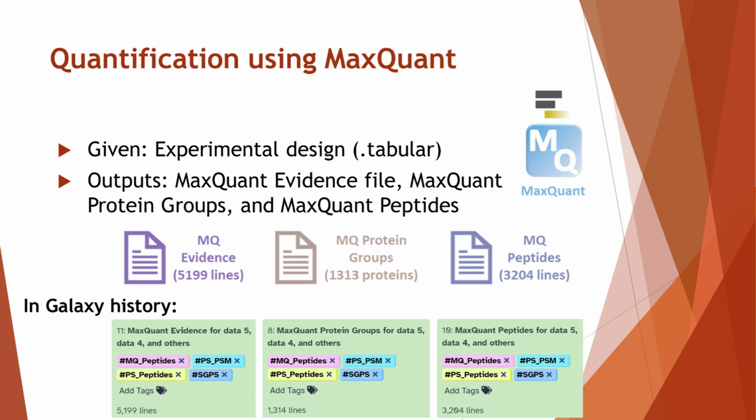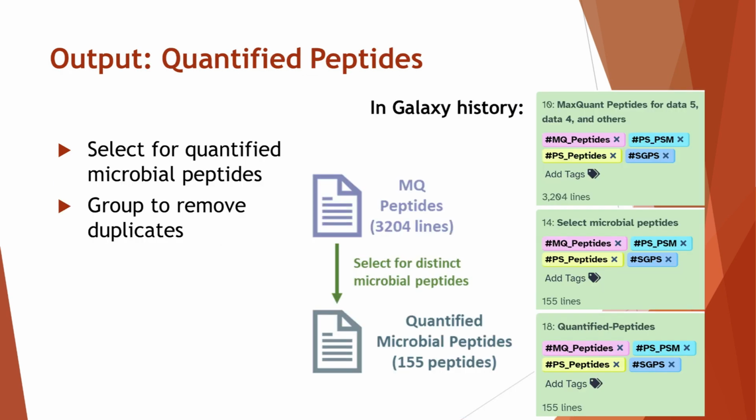On the next slide, we will focus on the peptide file, but in the last module, we will also need the evidence and protein groups files to visualize and interpret our results. For the final step in this module, we will take the MaxQuant peptides file, select for microbial peptides, and then group to remove any duplicates.